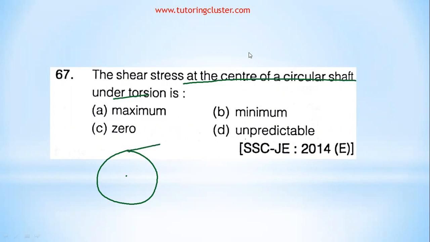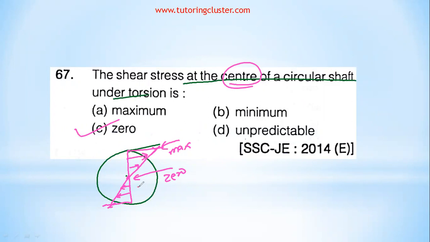I will take another color. So this is how your shear stress will vary. At the center, it is how much? 0. And at the extreme fiber, it will be maximum. So if they ask you about the center, it will be 0. This is how tau varies. Next.